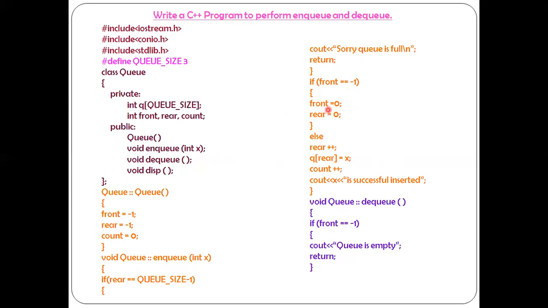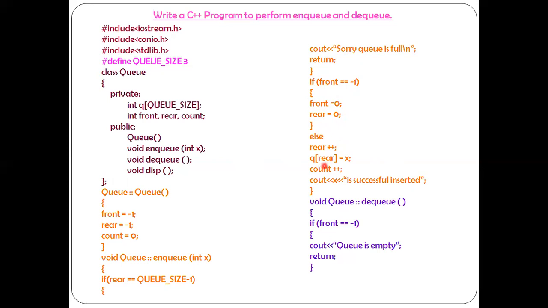Condition true means I need to execute front equal to 0, rear equal to 0. Well, before this, we were having front equal to -1, rear equal to -1. But the value changes because my condition is true. Before the else, I have two statements, and those two statements are written in a pair of flower brackets. That is front equal to 0, rear equal to 0. Please do remember these two values. Okay. So front equal to 0, rear equal to 0.